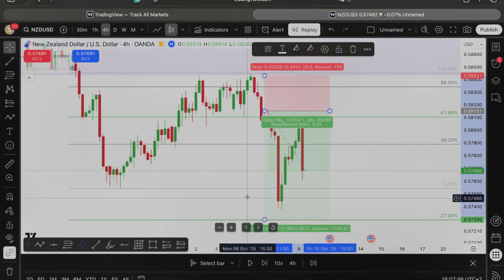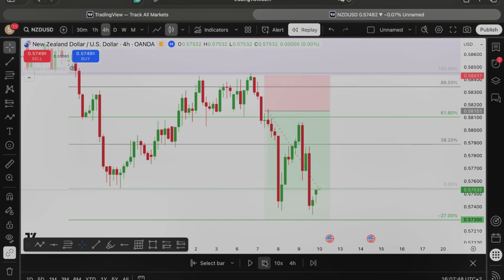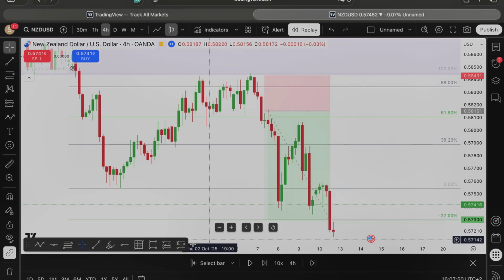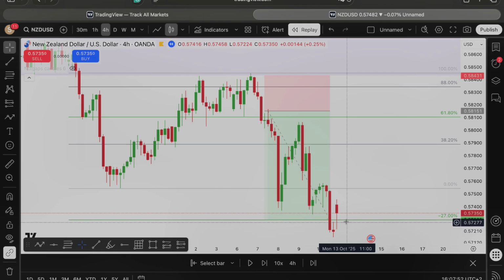Still in it, and now we are waiting until our take profit gets hit. As you can see, price has clearly smashed our take profit. So this was the 1 to 3 on NZD USD.